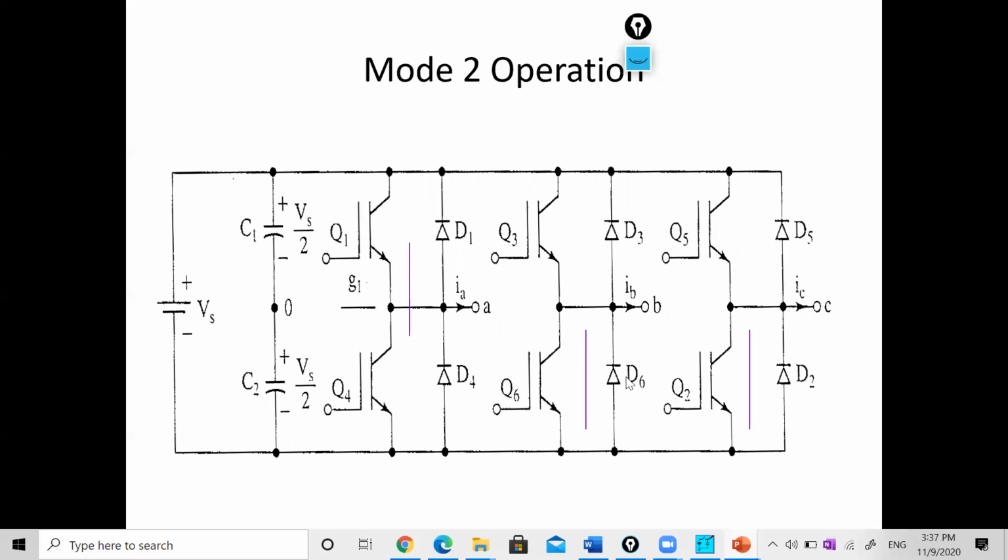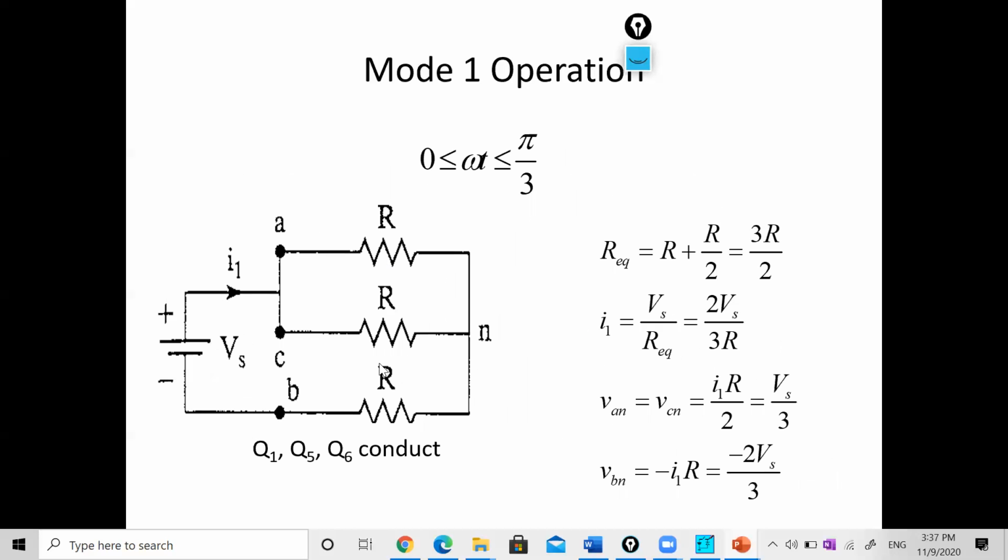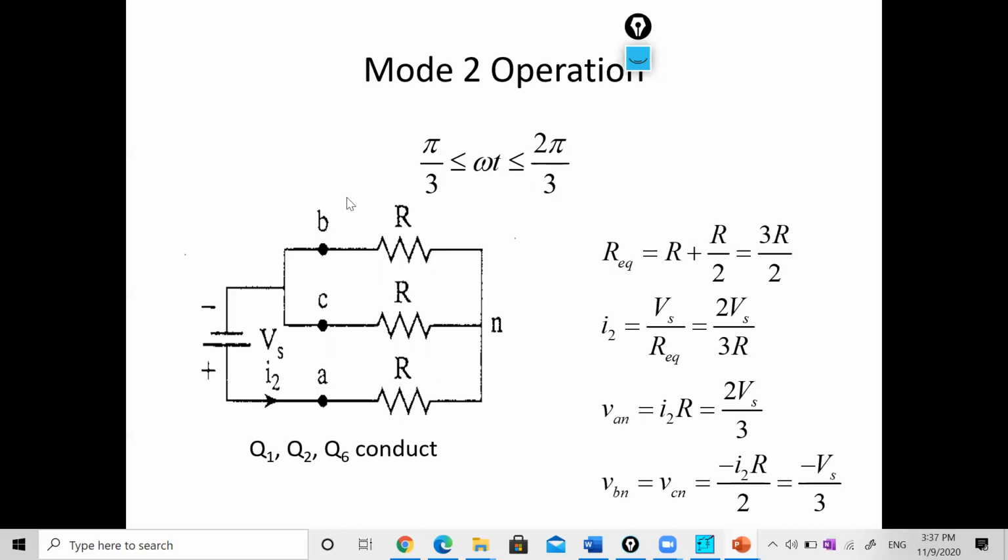Okay, so B and C means Q6 and Q2. RB and RC are connected over here, and this is positive, this is negative. Again the same method we have to follow. We have to find out R equivalent, then I2 will be this, then VAN will be I2 into R. So that is 2Vs upon 3, and VBN and VCN will be negative and divided by 2. So that is minus Vs by 3.